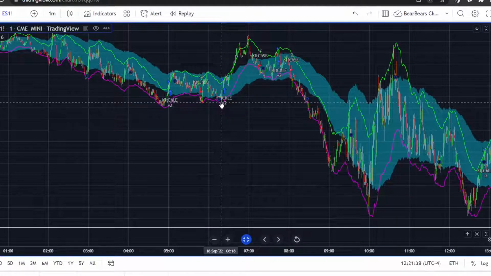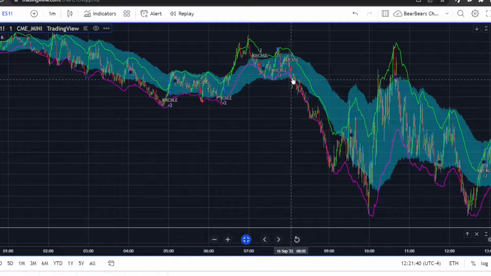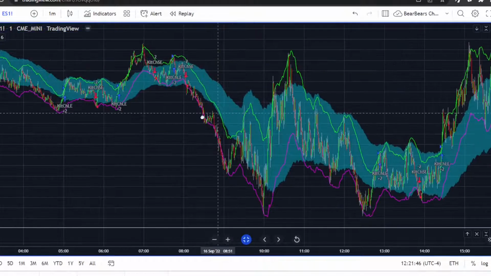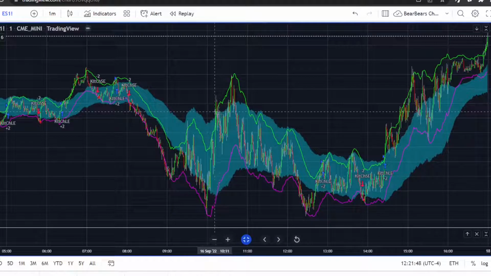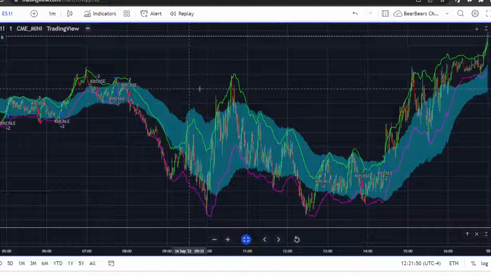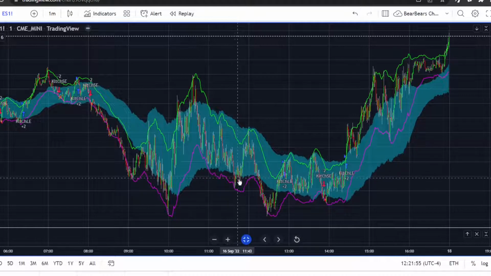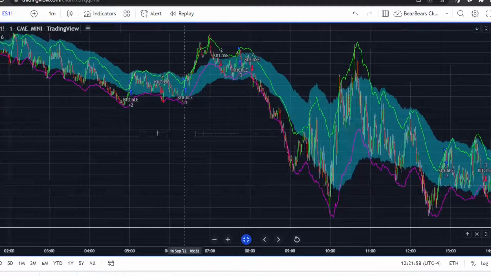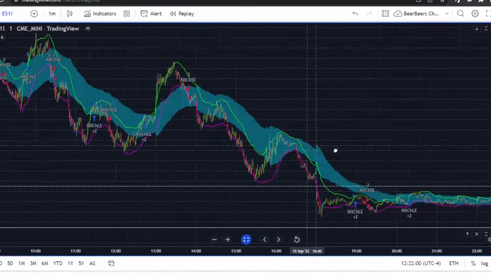So you can even do it that way. I've seen people who, as it crosses out of here, will trade it to the bottom of this. As it crosses out of here, they'll trade it to the top of this. As it trades out of here, they'll trade it to the bottom of this, if that makes sense. There's a bunch of ways you can use rubber banding.